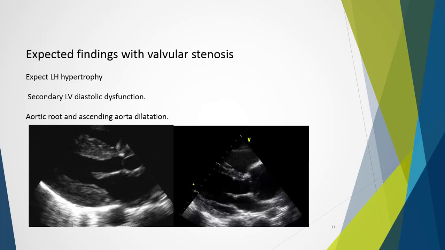Through progression of many disease states with increasing severity, we will see abnormal relaxation of the left ventricle, then move to reduced myocardial compliance, and then markedly reduced compliance. A common 2D finding that we'll find with aortic stenosis is aortic root and ascending aortic dilatation.